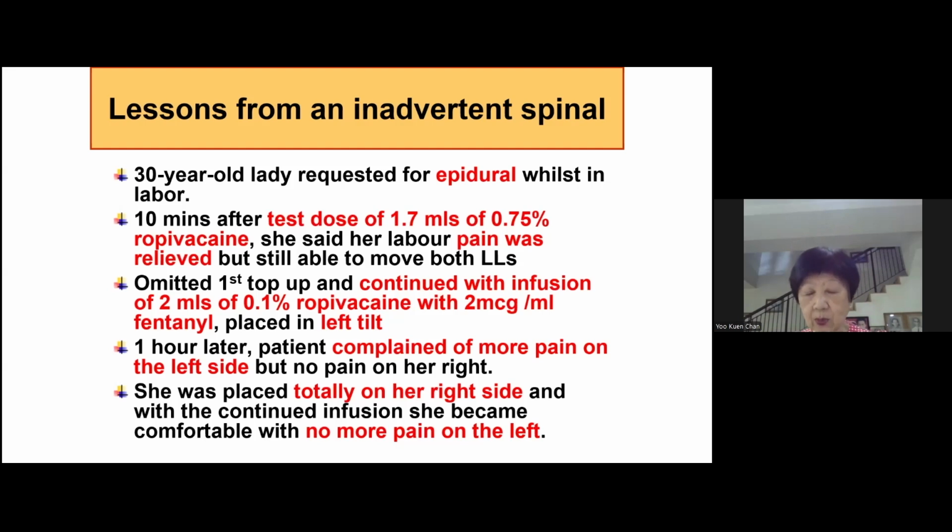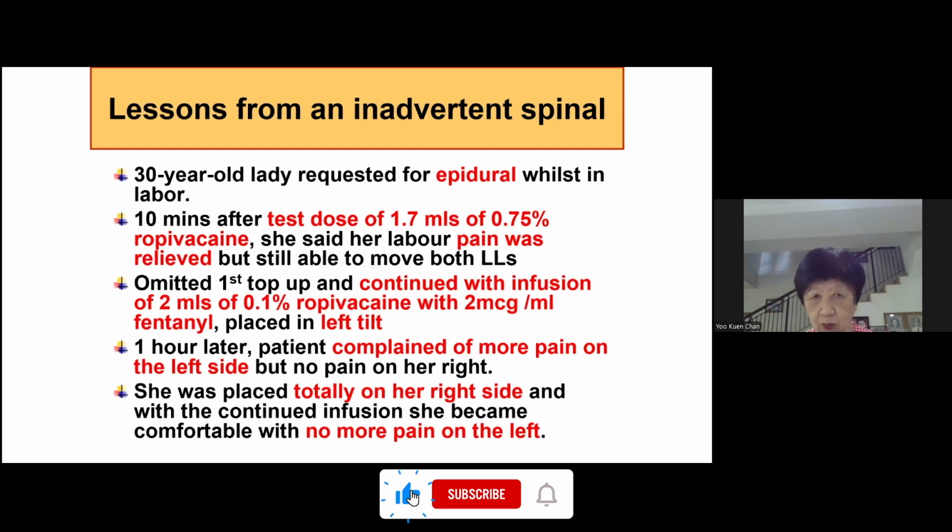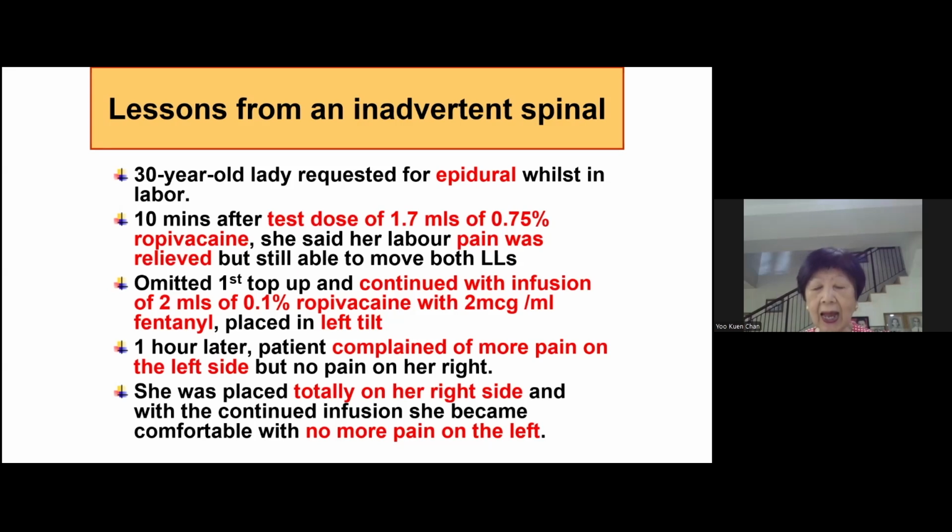I was actually quite surprised, because usually after this kind of test dose with an epidural and a pain score of 6, the pain may not be totally reduced. So I was telling myself, it did look like this had gone into the intrathecal space. So what I did was I omitted the first top up, and I continued with an infusion of a much lower dose, 2 mils of 0.1% ropivacaine with 2 mics per mil of fentanyl, and I placed her in the left tilt.